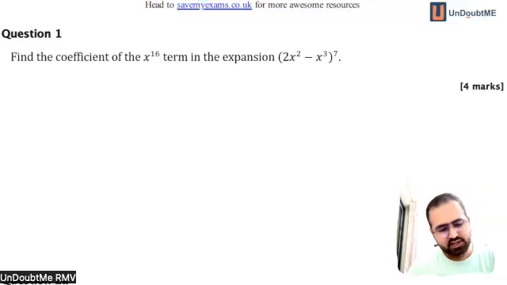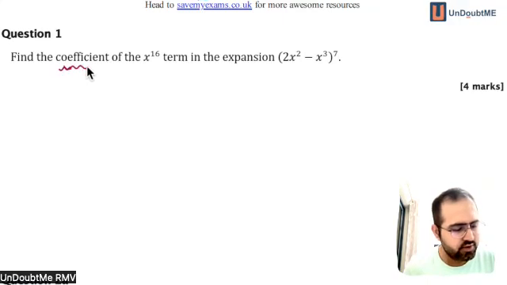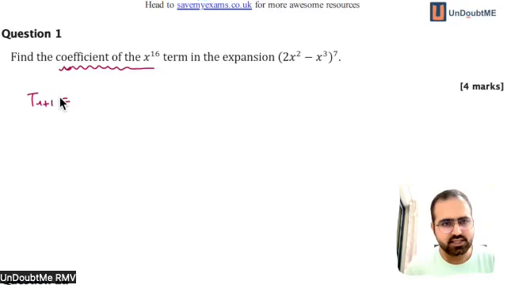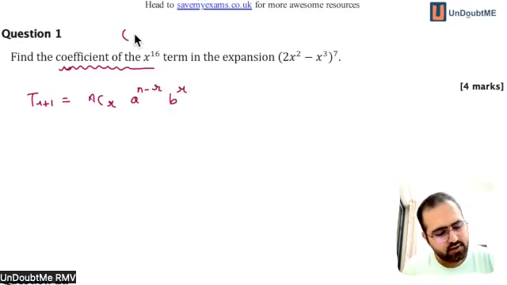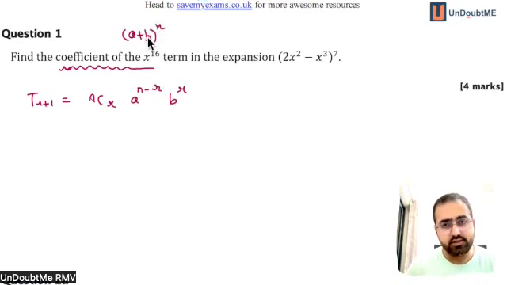Usually, whenever there are questions based on coefficient, we should always focus on the general term. The general term is written as T(r+1) = nCr a^(n-r) b^r. This is the general term I have written for (a+b)^n. This is a must. Like this, you should know for sure.